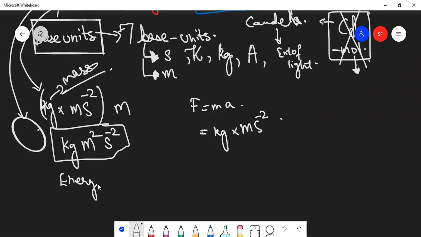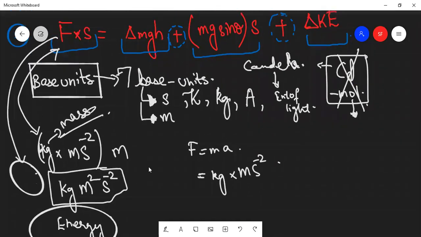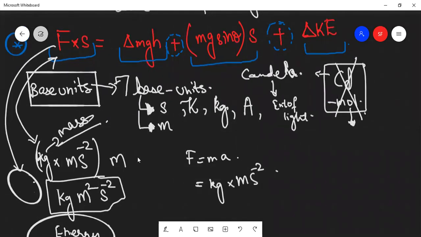Can I say that? Because work done, force into distance, is work done, right? And work done is energy. So this is the base unit of energy.